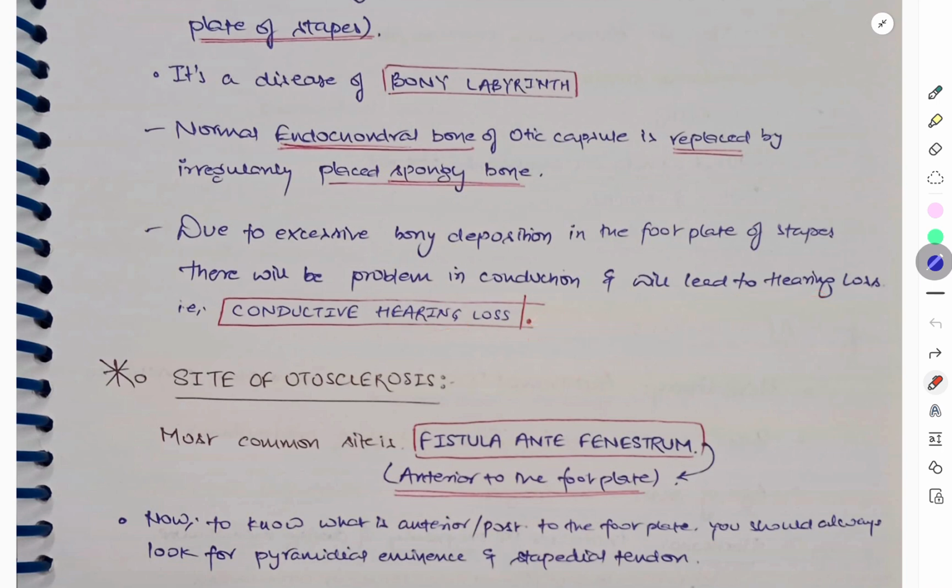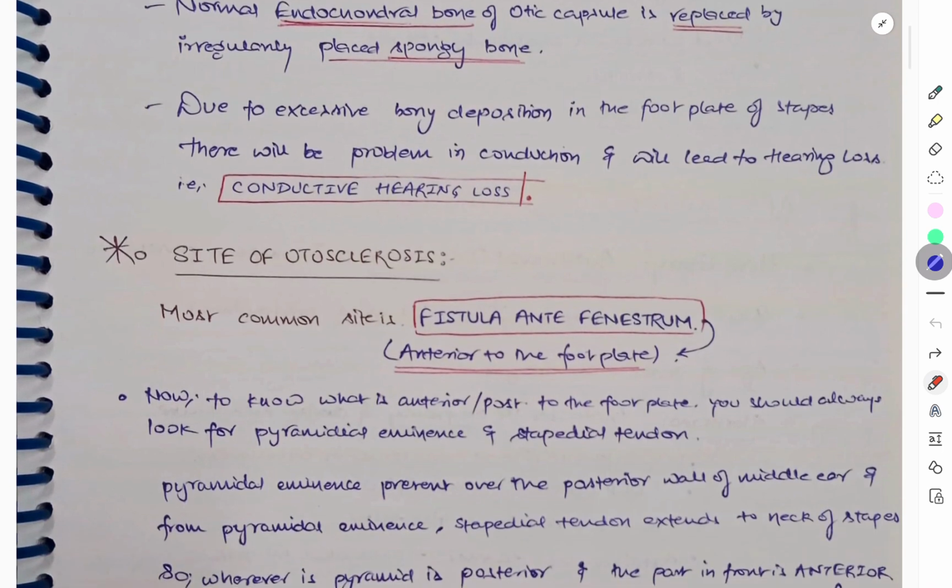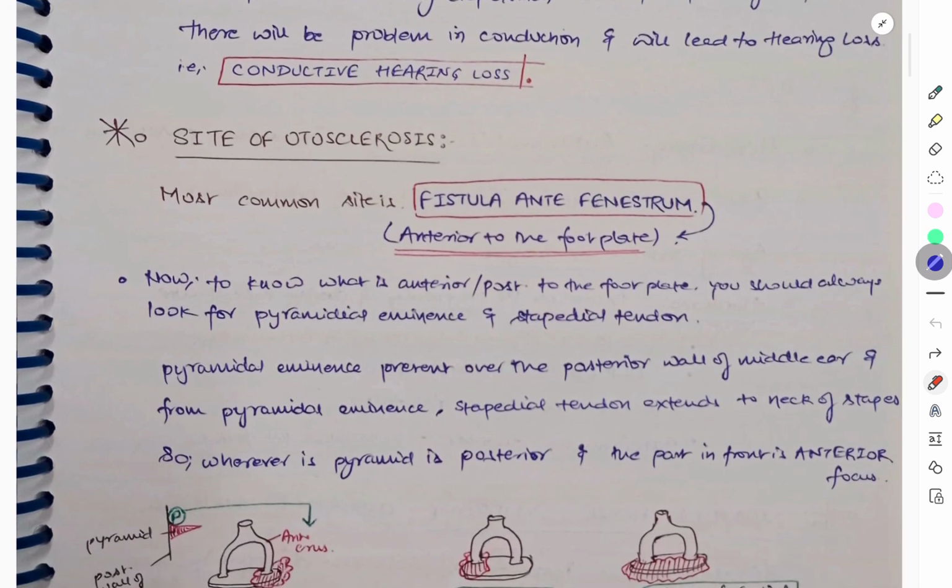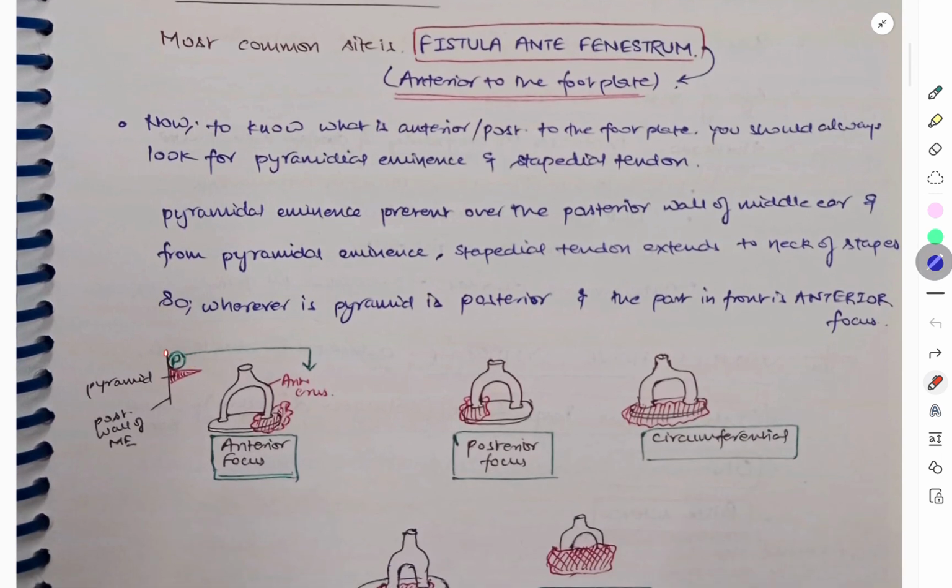Okay, so coming to the most common site of otosclerosis, we have fissula ante fenestram. Okay, anterior to the footplate. Fissula ante fenestram is the most common site of otosclerosis. You have to remember that. Okay, so how will you find it? In the posterior wall of the middle ear we have the pyramid, and opposite to that is the anterior side. So this is the pyramid. So this is the posterior part.